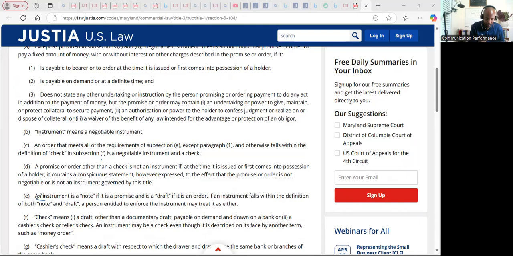So here it is. It says an instrument is a note if it is a promise, right? A promise to pay. It is a draft if it's an order to pay. So remember, the definition of a promissory note said it's not an order. It doesn't include the language of an order. Of course, it wouldn't include the language of an order because it's not a draft, right? That's just extra language to confuse you.